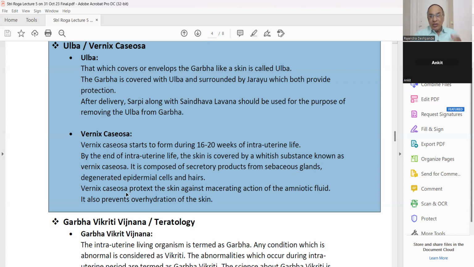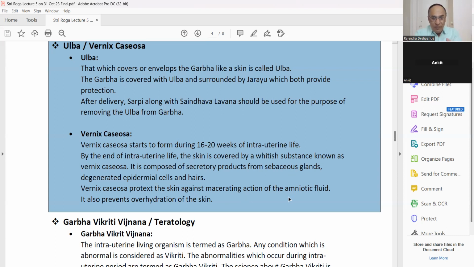Vernix Caseosa, what is the function? It protects the skin against the macerating, damaging action of the amniotic fluid, because it is possible that amniotic fluid may damage the skin of the baby, but its skin is covered, laminated, and lamination is Ulba or Vernix Caseosa.